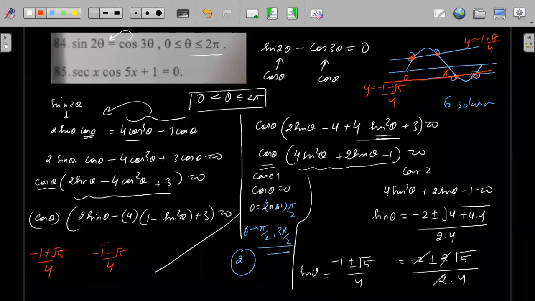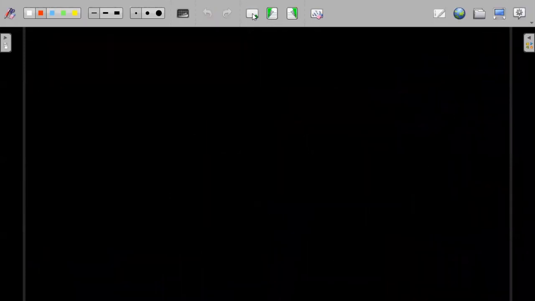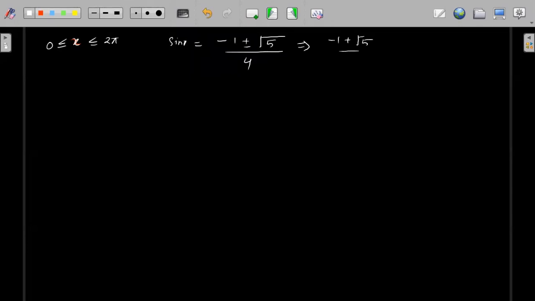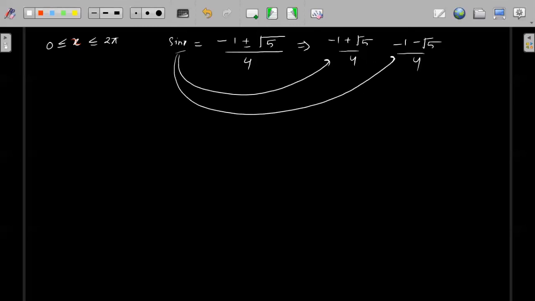Can you explain after taking the value of sin x? Between x is greater than or equal to 0 and less than or equal to 2 pi, right? So sin x equals (-1 plus or minus √5) divided by 4. This can take two values, (-1 plus √5) by 4 or (-1 minus √5) by 4. So either sin x can be this part or sin x can be this part. Both are valid values for sin x.